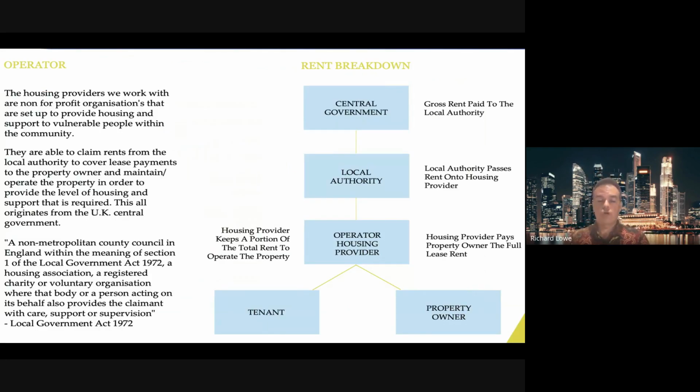Now, how the money flows is the government is your tenant. So central government then pays the local authority or the local government. Local authority then pays the housing provider or the housing association. And then the housing association would pay you, the landlord, directly each month for your rental income. And so again, this is really a very safe investment because the government is your tenant and they pay directly via the housing association.